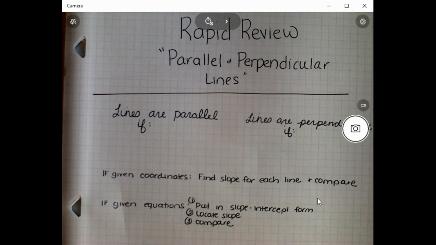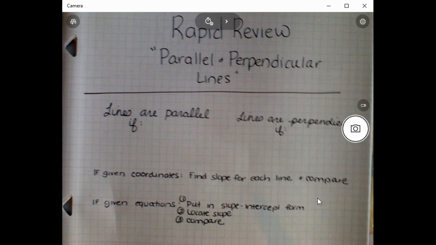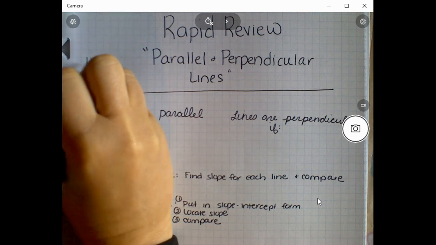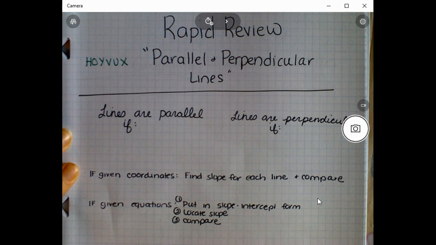Hello, today we're going to talk about parallel and perpendicular lines, more specifically the equation of parallel and perpendicular lines and how the slope is affected. We have previously talked about horizontal and vertical lines, which are parallel and perpendicular to each other in different ways.